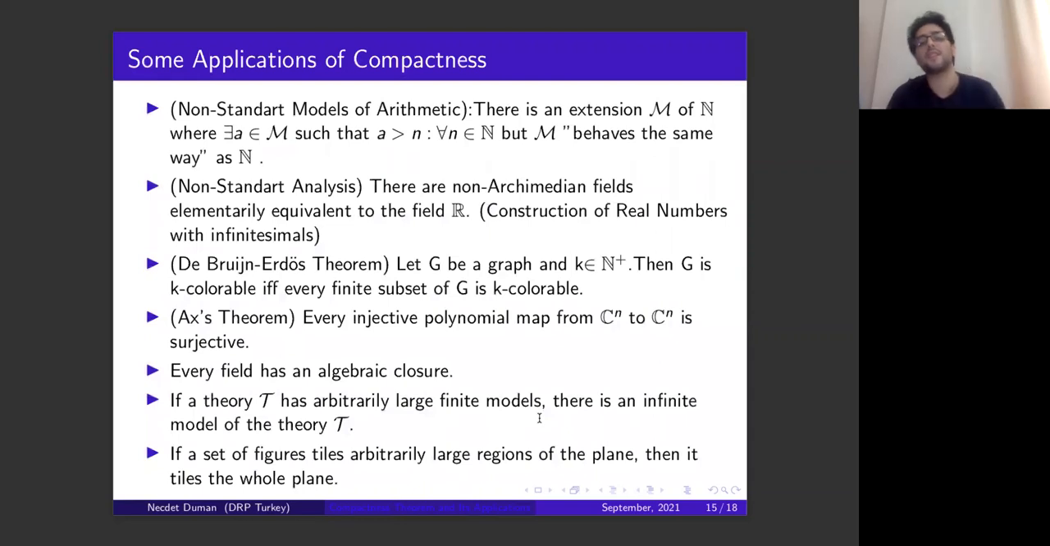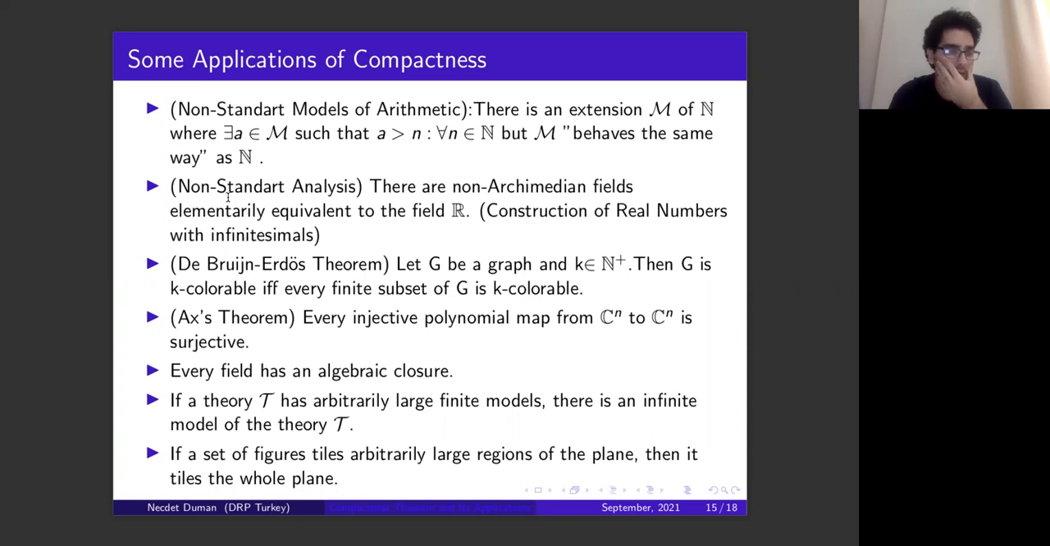So there are a bunch of applications of compactness here. I will try to talk about them as much as I can. The first application is that there is a structure which has a copy of the natural numbers inside, and it has elements which are bigger than every natural number. Also, this structure behaves the same way as the natural numbers. Behaving the same way means any first-order property the natural numbers satisfy, this structure also satisfies. So we can do all arithmetic the same way as with natural numbers, but this time we have things that are bigger than natural numbers.